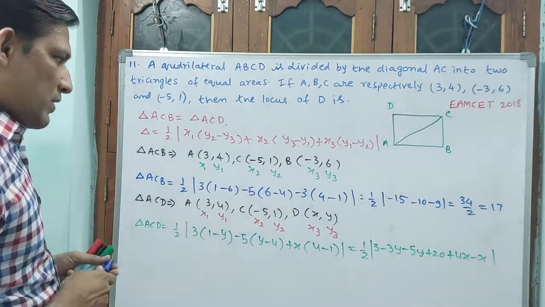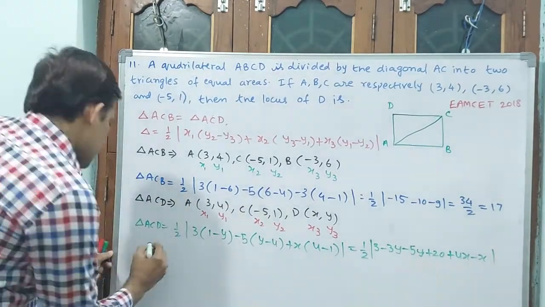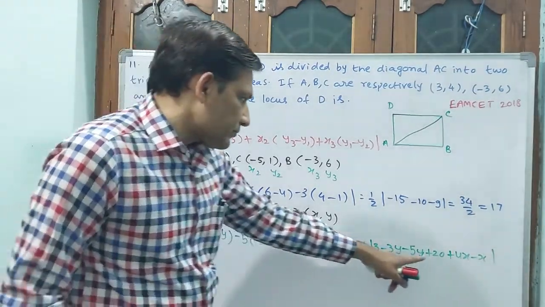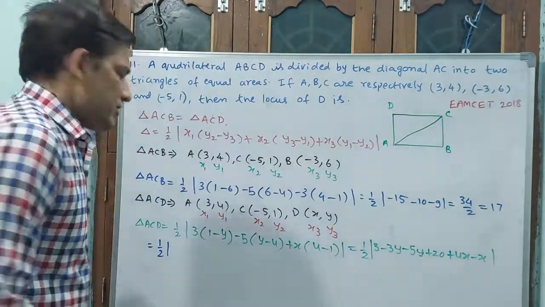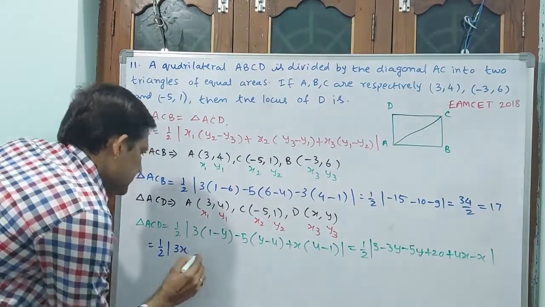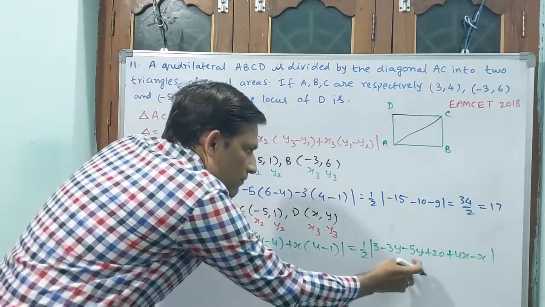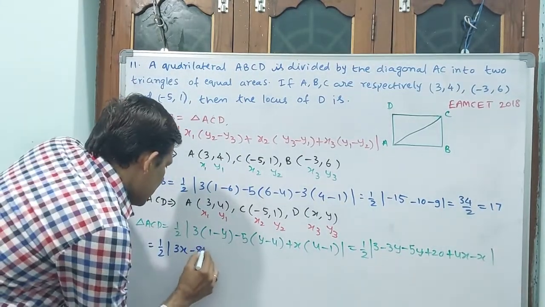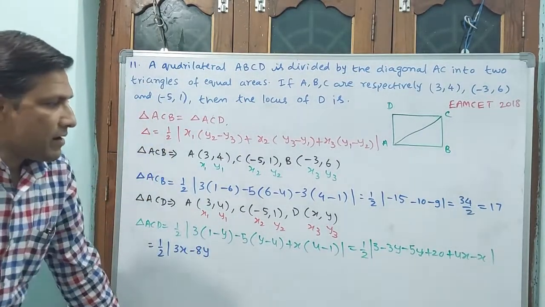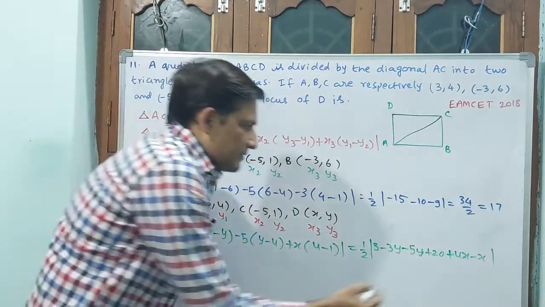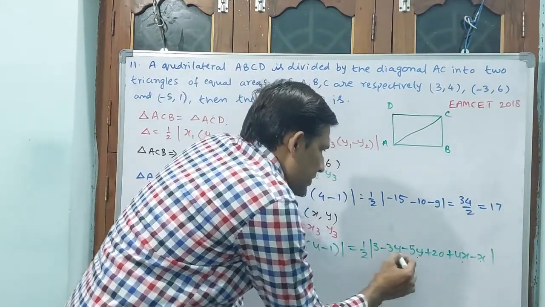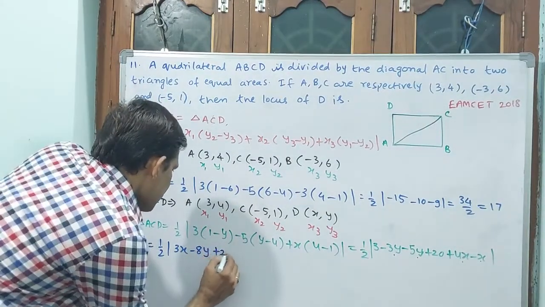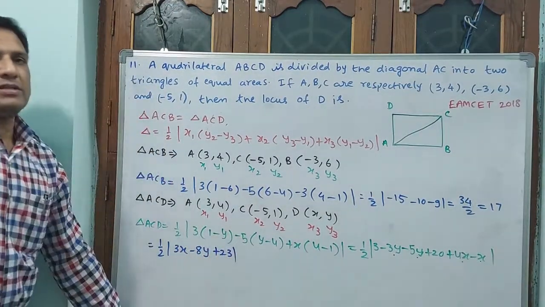Now you see what you are going to do. That is equal to half modulus of 4x minus x is 3x, write down 3x. And minus 5y minus 3y is minus 8y, write down minus 8y. Now you go for the constants. X and y are over. Now 20 plus 3 is 23, plus 23. Close the modulus.